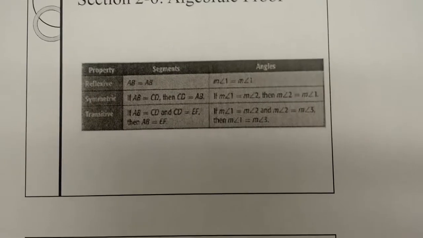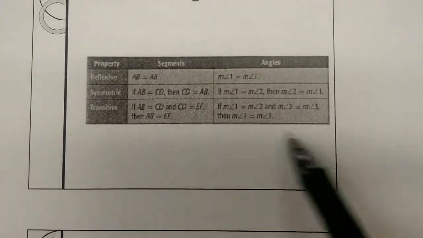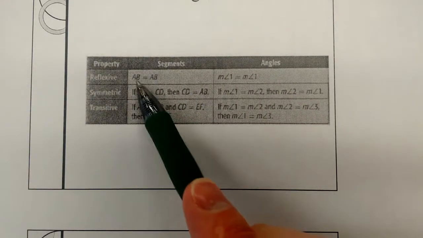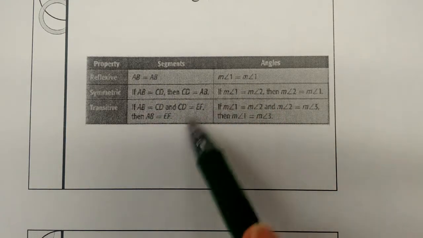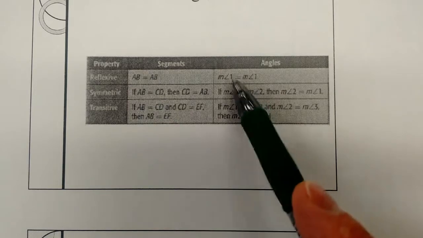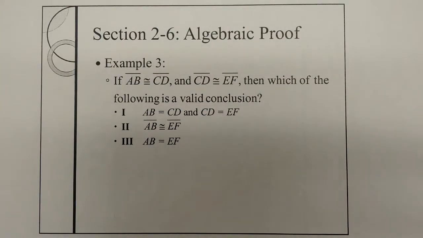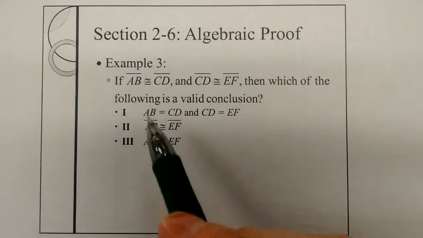Just a couple reminders here. In this case, these are rules for segments. Segments can be equal to each other, as can angles. Symmetric property and transitive properties are also true for angles.